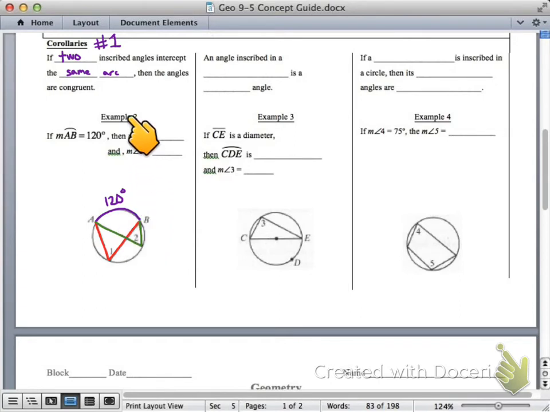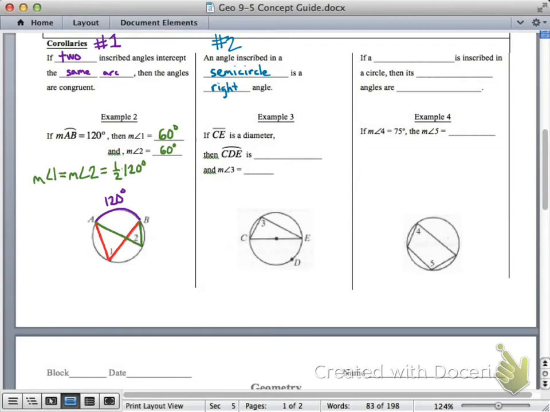So the corollary states that if two angles intercept the same arc, then the two angles are congruent. And here's an example where both of these are going to equal half of 120, or 60 degrees. But the corollary itself says two angles are congruent if they intercept the same arc. Corollary number 2: an angle inscribed in a semicircle is a right angle. Well, this is really just an application of the theorem we just talked about above. Check this out.